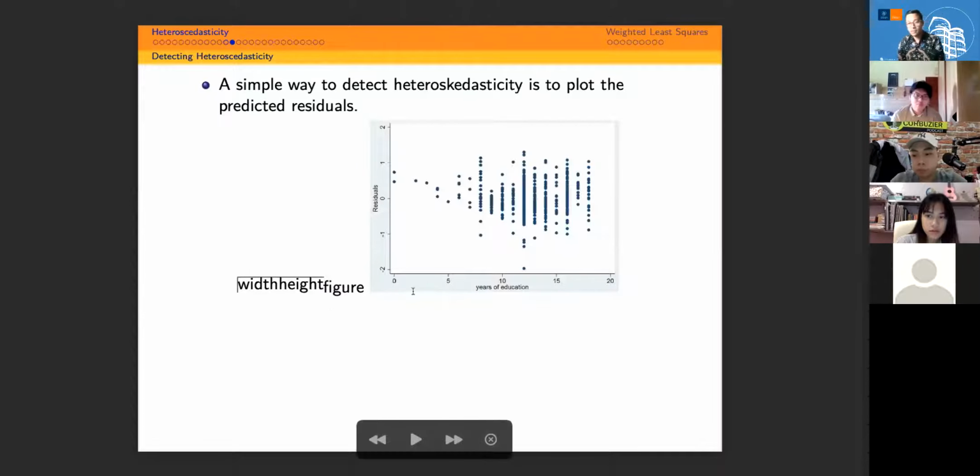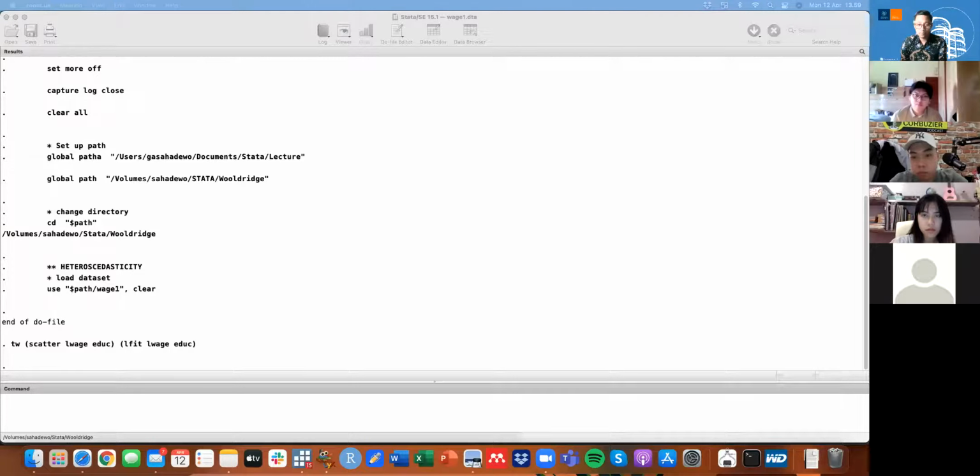So the first thing that I'm going to do is go back to Stata, and in Stata, I'm going to provide you an illustration on how to do a simple detection. Again, this is an informal test of heteroskedasticity. Although you'll find that this looks heteroskedastic, it doesn't mean that statistically you can reject the null hypothesis that it's homoscedastic. So we're going to look into that and see together.